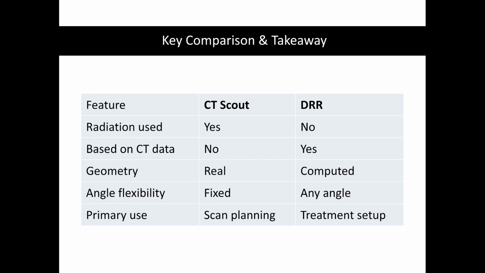A simple rule of thumb is, if it looks like a slightly noisy X-ray used to define scan range, it is a CT scout. If it looks geometrically precise and synthetic, often matching beam geometry, it's a DRR.